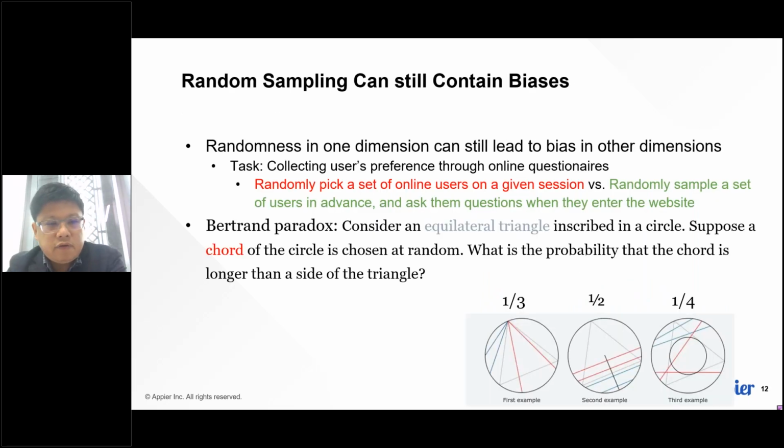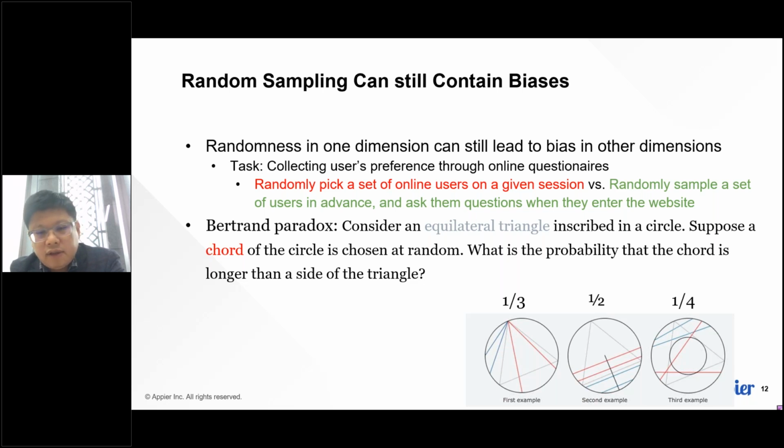The third type of bias comes from random sampling. Most people believe random sampling should not contain bias, but randomness in one dimension can lead to bias in other dimensions. For example, if we want to build a machine learning model and collect users' preferences to train the model through online questionnaires, we want to pick online users as randomly as possible, but there are different ways to do this random process. One can randomly pick a set of online users in a given session, or one can, in advance, randomly sample a set of users and then ask questions when they enter this particular website. These two kinds of randomness will lead to different distributions in the training data, and eventually those models will be very different.